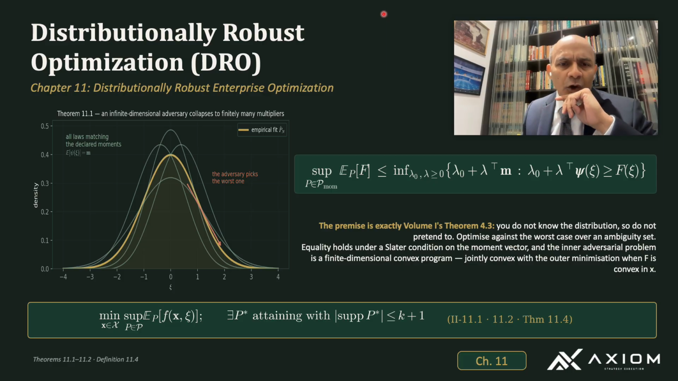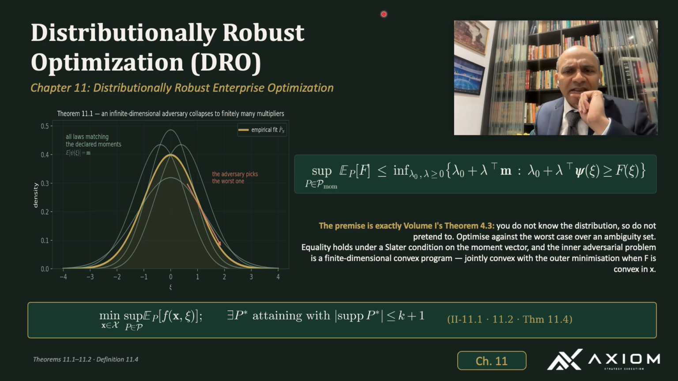Distributionally robust optimization protects against uncertainty in the probability law itself, while the support bound makes the worst case distribution computationally manageable. So DRO protects the enterprise not just against uncertain outcomes, but against uncertainty about the probability distribution itself by optimizing against the worst distribution consistent with the available evidence.